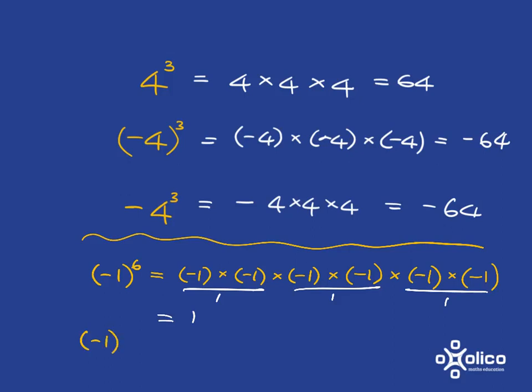Check that you can make sure that when you work out negative 1 to the power of 7, you'll end up with the answer of negative 1. Try it out for yourself and make sure you see where that comes from.